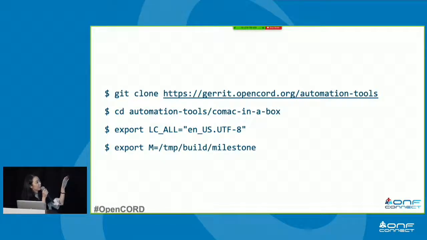If you downloaded the automation tools, you just go to automation-tools comac-in-a-box and open the Makefile with an editor, and you'll see a number of make targets. We will run those targets one by one, because just typing make is not fun at all.